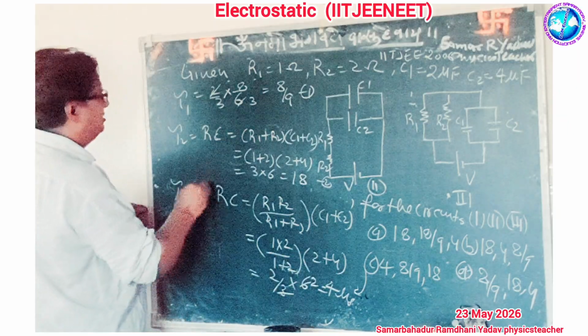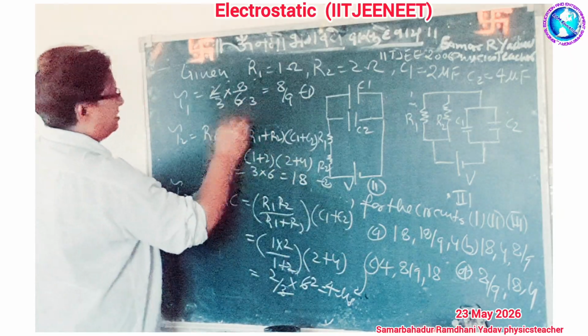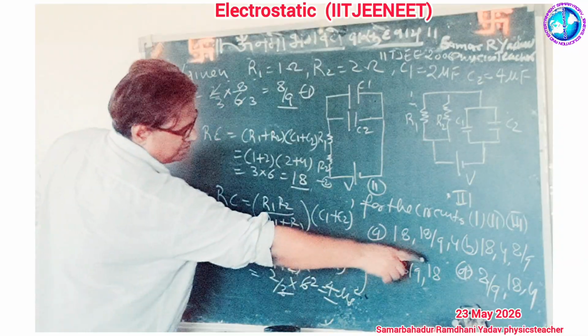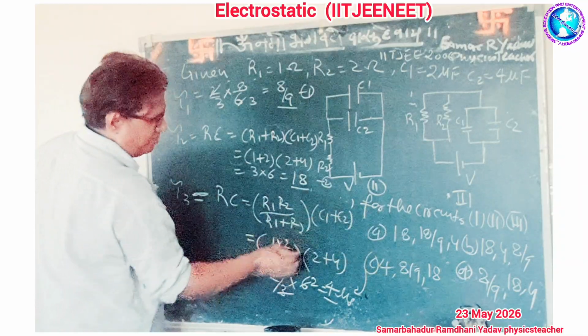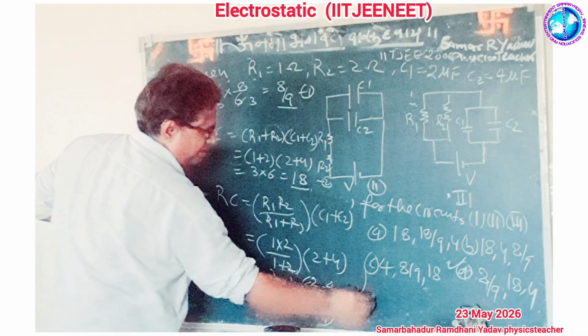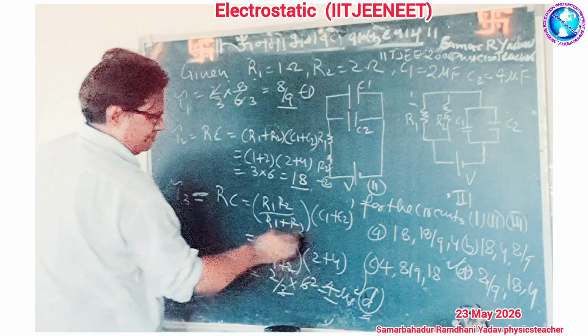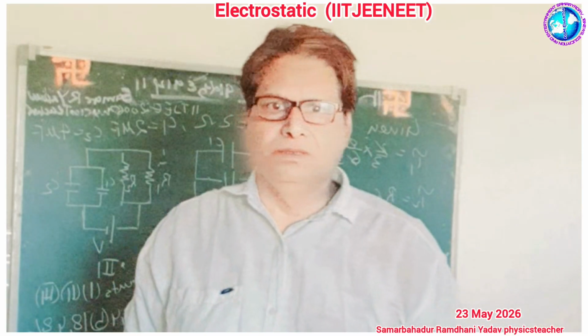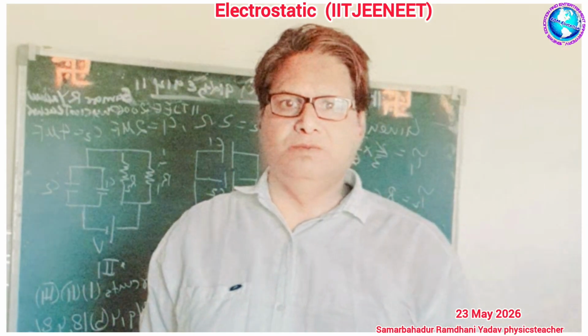So from the options, you can see 8 upon 9, then 18 and 4. So option D is 8 upon 9, 18 and 4. The correct option of this multiple choice question is D. So you can write here D. This is the way to understand this multiple choice question.